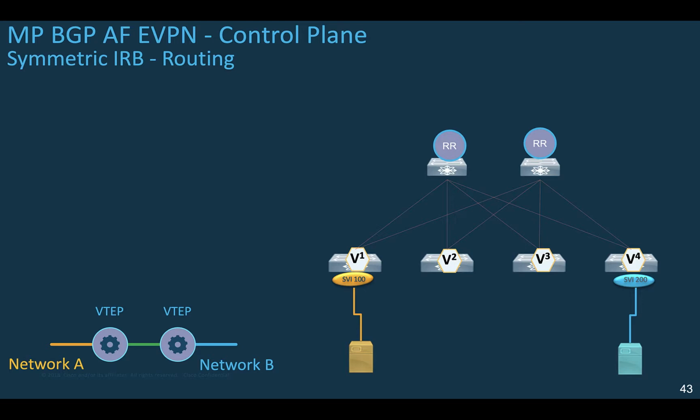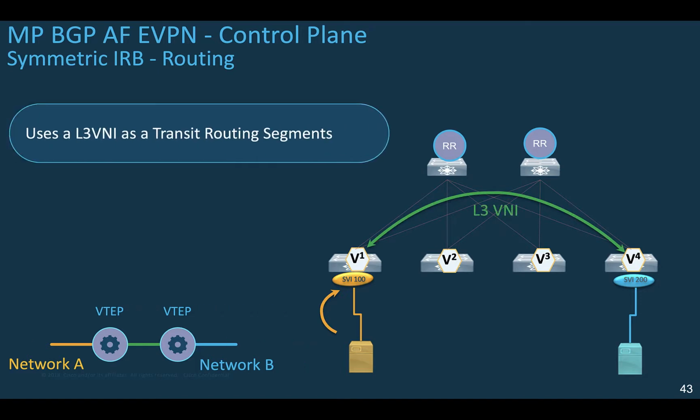With symmetric IRB, both the ingress and egress VTEP perform the layer 2 and layer 3 lookups. Routing is only required when endpoints reside in different networks, intra-tenant or intra-VRF. When a packet is sent from network A destined to network B, the ingress VTEP routes the packet to the layer 3 VNI. The ingress VTEP rewrites the inner destination MAC address to the egress VTEP router's MAC address and encodes the layer 3 VNI in the VXLAN header.